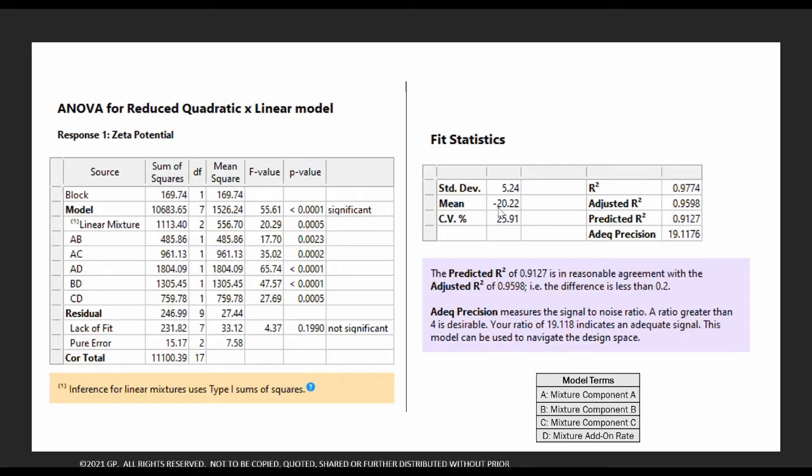Let's take a quick moment to talk about our Zeta potential model. Again, going through the same checks that we look for: the model is highly significant, which is great. There's no significant lack of fit, so the model seems to be fitting our data very well. Predicted R squared and adjusted R squared are very healthy, above 0.9, which I was very satisfied with. Adequate precision looks great. And again, I checked the standard deviation, and that's fairly close to what I was estimating for this design. So again, I was happy with that.